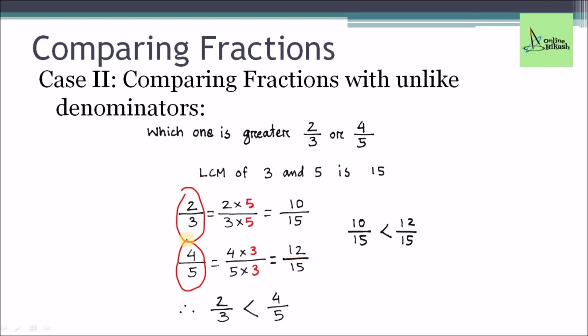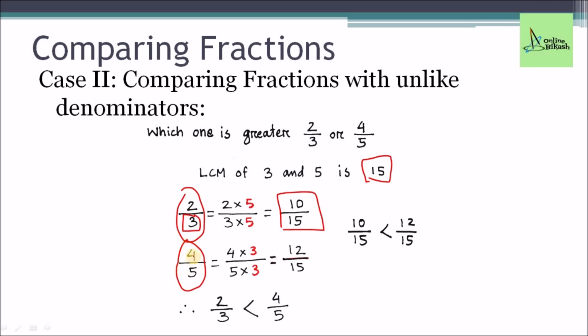Okay, then we will see with this 3, what will you multiply to get this 15, that means the LCM? You will say 5. So that 5 you multiply with both the numerator and denominator of 2 by 3. Then the fraction you will get is 10 by 15. Is it clear?